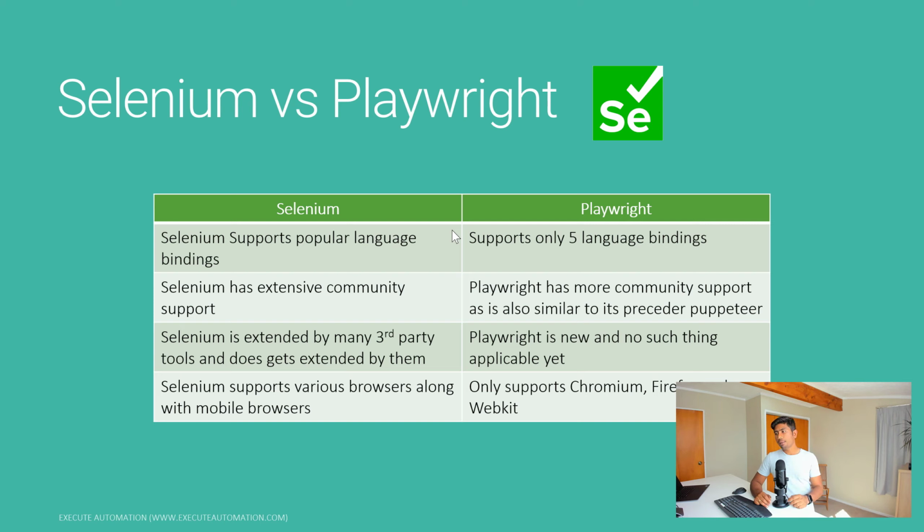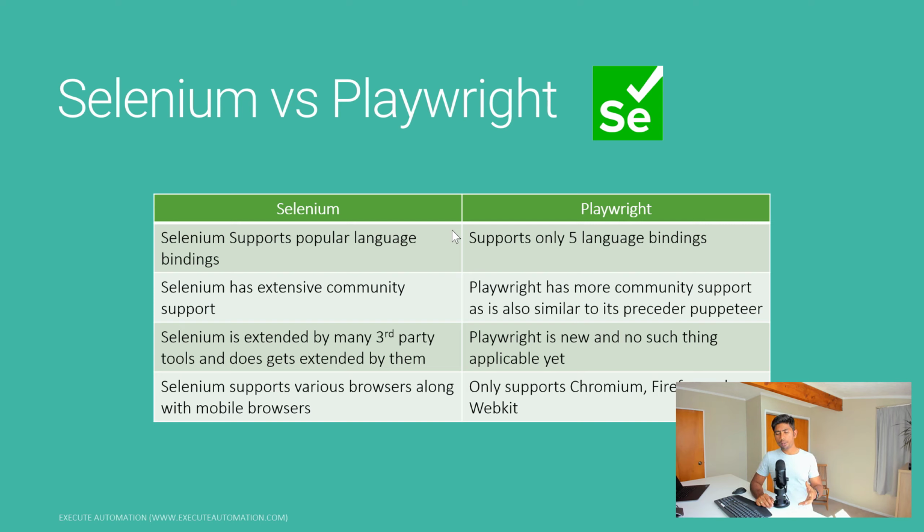Similarly, Selenium has extensive community support, and you can search any question you need and you will find it just by Googling it, because a lot of people are supporting Selenium and talking about it. And Playwright has community support as well because it is pretty similar to Puppeteer. Puppeteer has been there for almost 2 years now and Playwright is just evolving. So whatever you search for Puppeteer is going to be applicable to Playwright in many cases. There are some breaking changes here and there, but you can still use it.